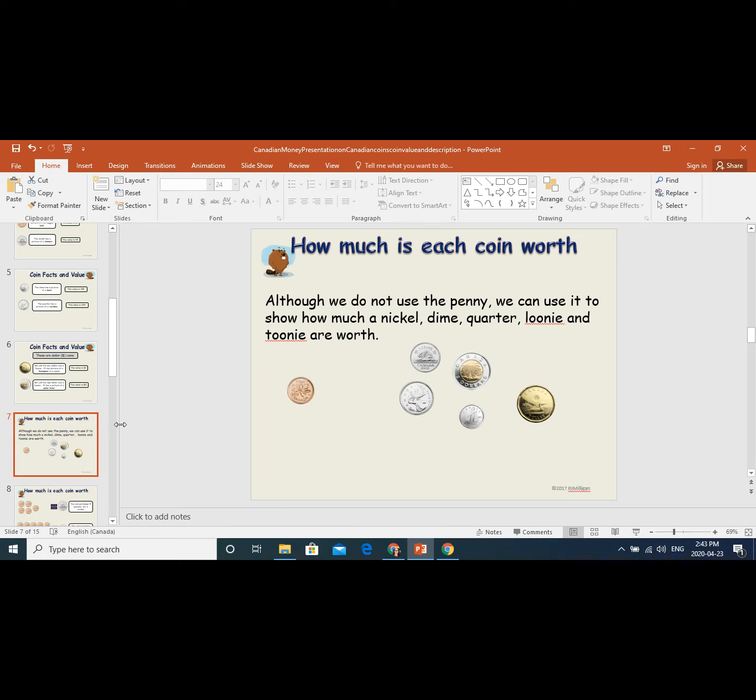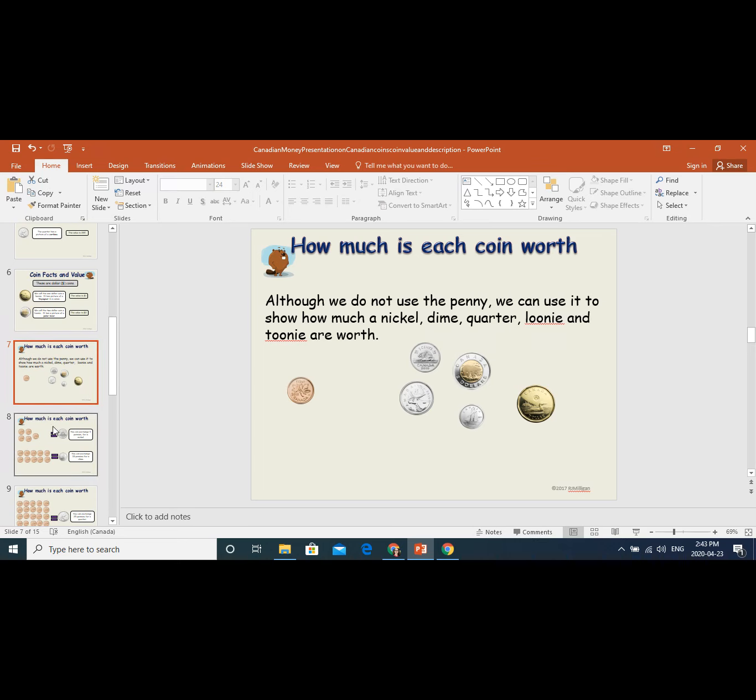Okay. So you might be wondering, if we don't use pennies anymore, why do we still have to learn about pennies? And so that's a really good question, but we still need to learn about pennies because pennies help us learn how to make other amounts of money. Okay, and that'll make sense in just a minute here.